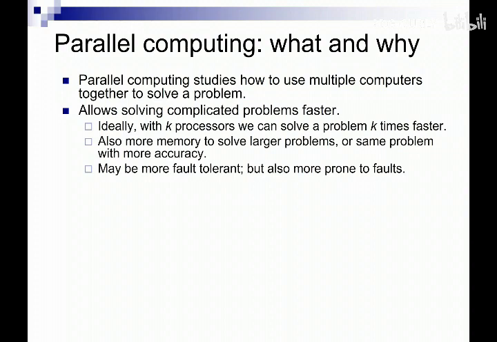However, this is kind of a double-edged sword, in the sense that when you use more computers, you get more fault tolerance, but you also increase the probability that one of your computers will fail. If you're using 1,000 computers, then it's more likely that at least one of those computers will fail during your computation than if you're simply using one computer. So we have to be able to deal with these faults also.